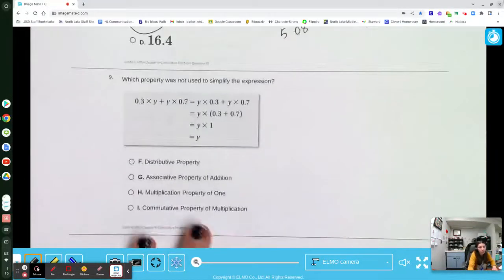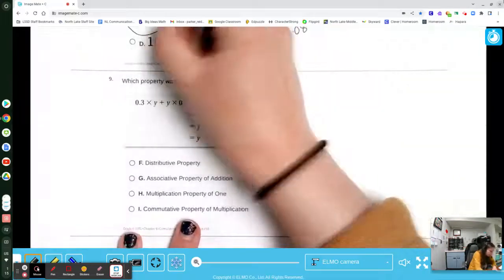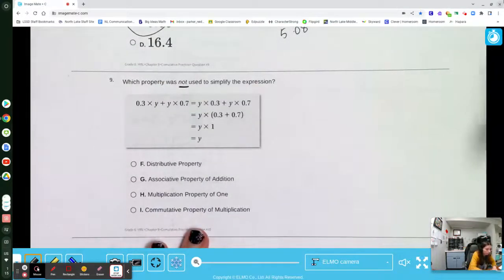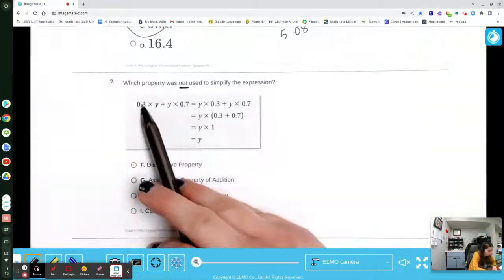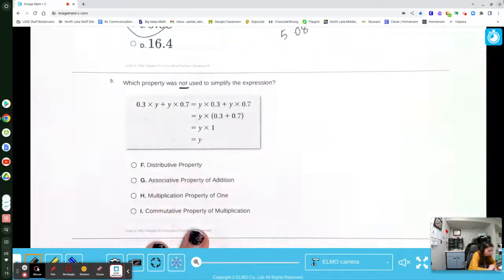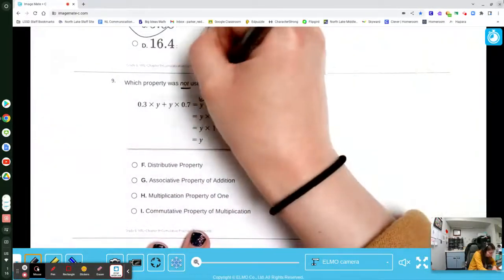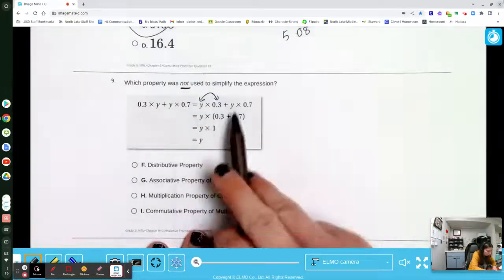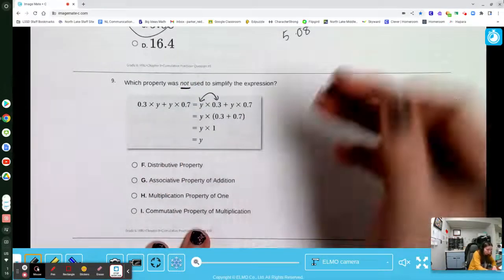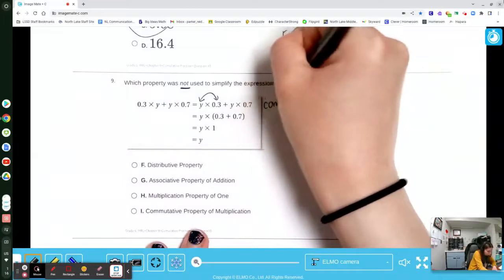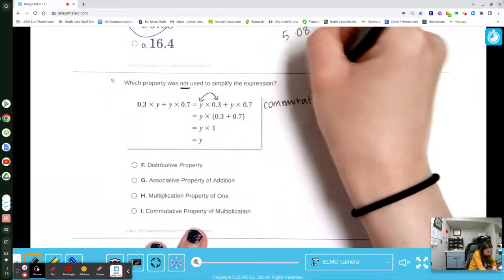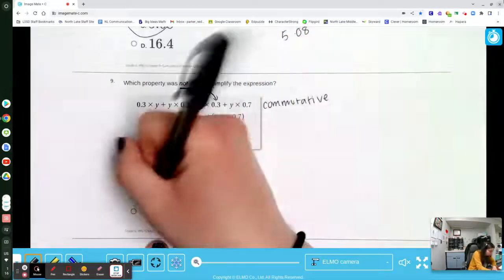Number 9, which property was not used to simplify the expression? So here's our original expression, 0.3 times y plus y times 0.7. So let's see what they did first. Well, the first thing they did, it looks like they kind of switched the order around. They moved these two around. The second half looks the same, but they swapped the order. Swapping the order is called the commutative property. So they did use commutative property, so that's not what I'm going to choose.